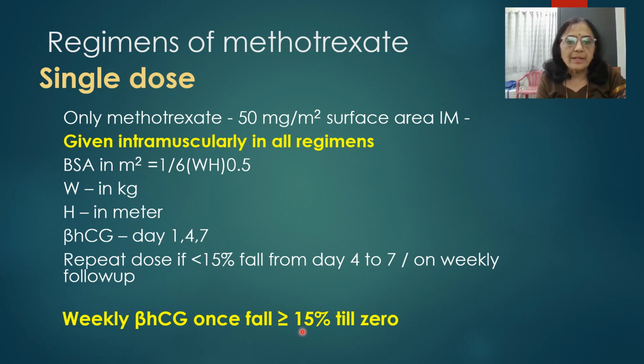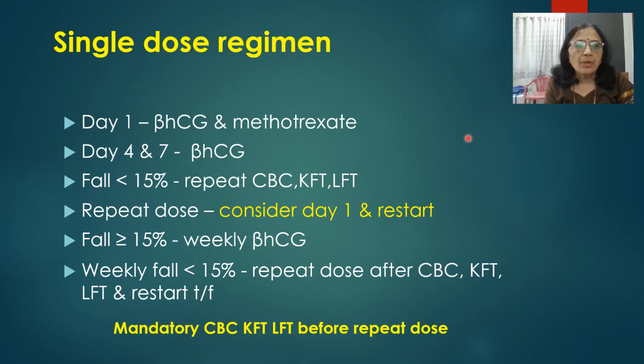Whenever the fall is greater than or equal to 15%, then we shift to weekly beta HCG testing till it is undetectable. On day 1, beta HCG is done and methotrexate is given; on days 4 and 7, serum beta HCG testing is done.